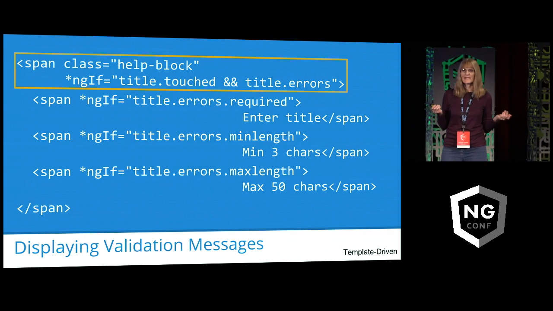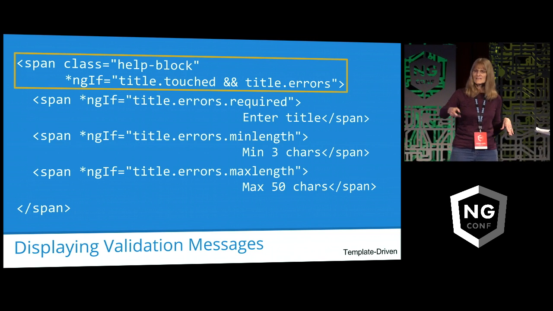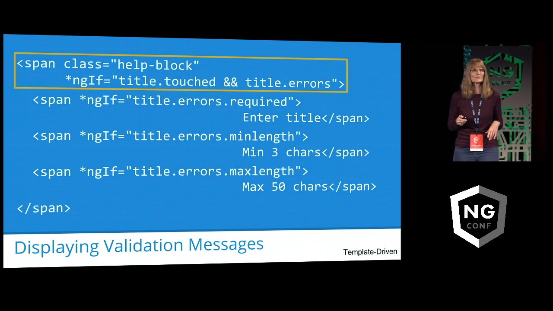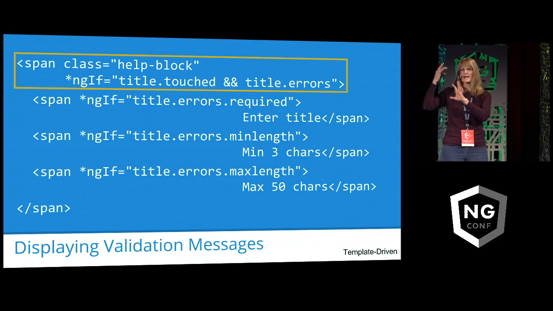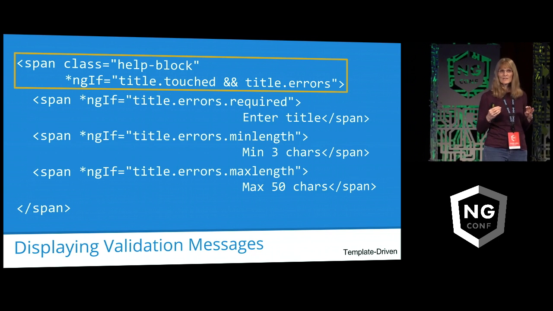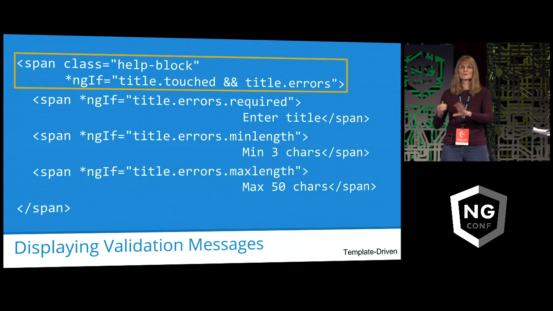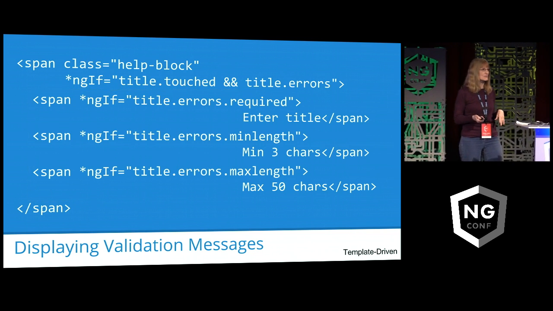Well, here I'm just adding a set of spans, and I'm using an ngif, and here I'm using title.touched and title.errors. So where is that title coming from? That's that local template variable that we just defined. So this is referencing that data that the ngform is tracking for us about the state of our control. And then we're using touched and errors so that when we have that add screen come up, it doesn't immediately show all these errors.